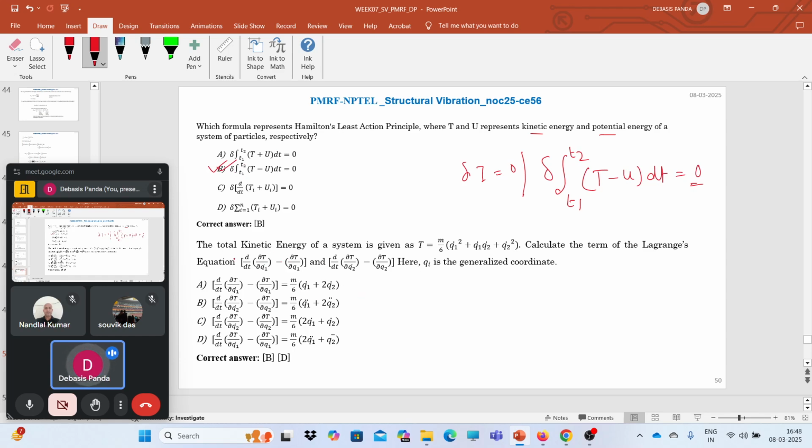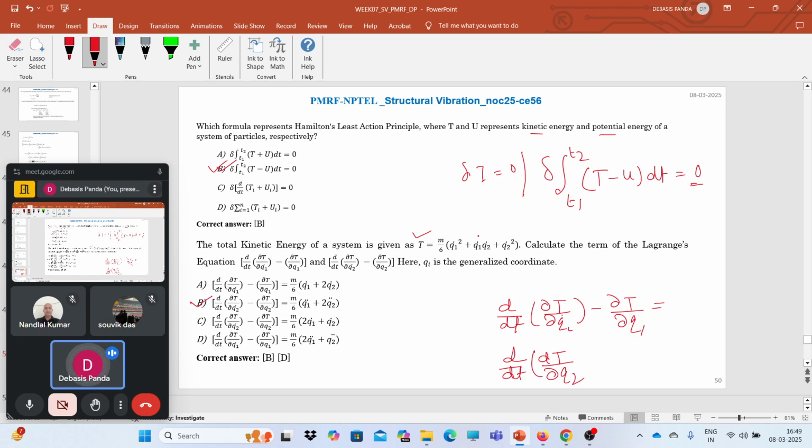Now the second question says the total kinetic energy T of a system is given. Calculate the terms of the Lagrangian equation. The terms are already provided. We need to calculate d/dt of del T by del Q1 dot minus del T by del Q1. What will be that value? If you integrate m by 6 Q1 squared, you will get expression B as the first part. For the second part, you just need to do the differentiation. Please do it by yourself.